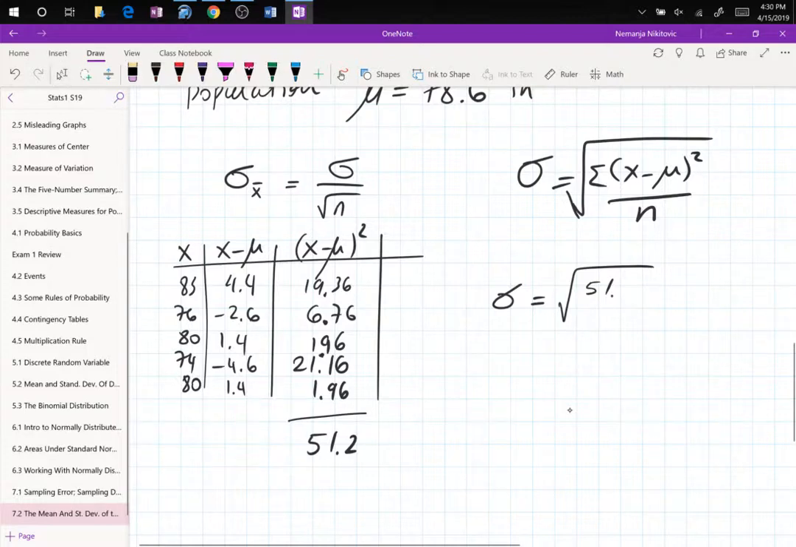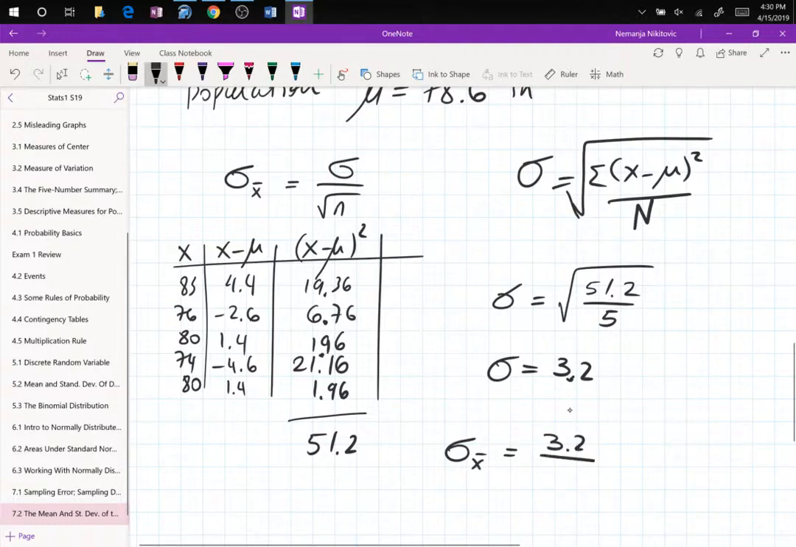So now sigma is equal to the square root of 51.2 divided by 5, because we have 5 in the population. Maybe I should use capital N here. That's the population. And then we take our number, divide by 5, and then take the square root of that answer, for a sigma of 3.2. So now the standard deviation of means is going to be 3.2 divided by the square root of 4, which is 2, so 1.6.